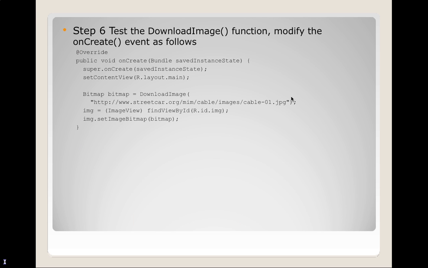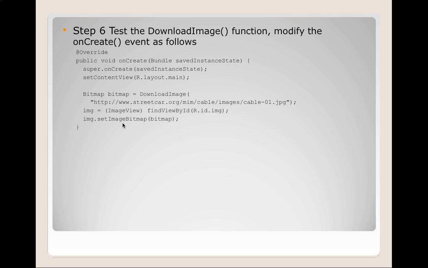And now to test the functionality, we modify the onCreate to actually call the method. And in the onCreate method here, this is a streetcar.org minimum. This is going to download a cable car picture, actually. So the image, reference image view.